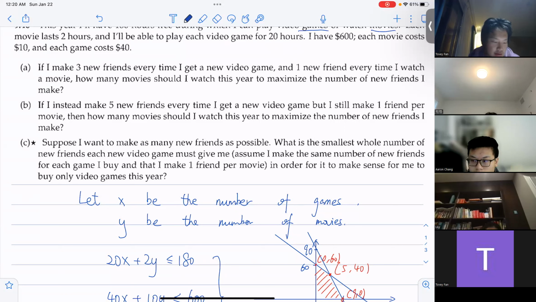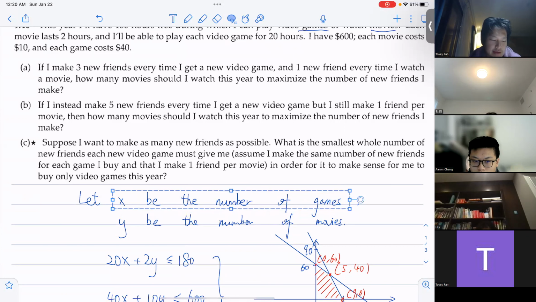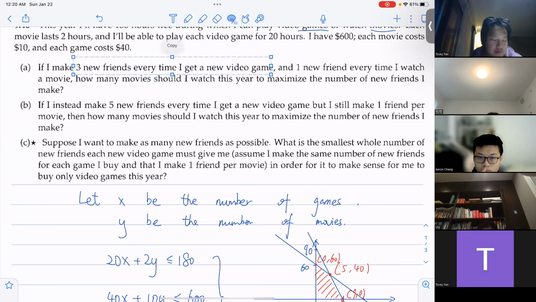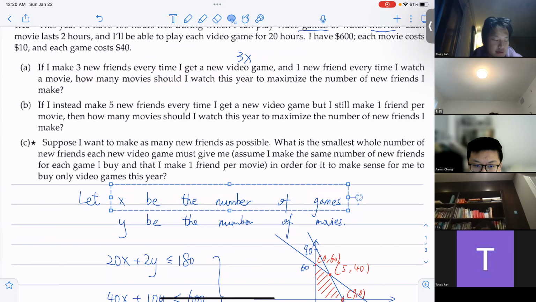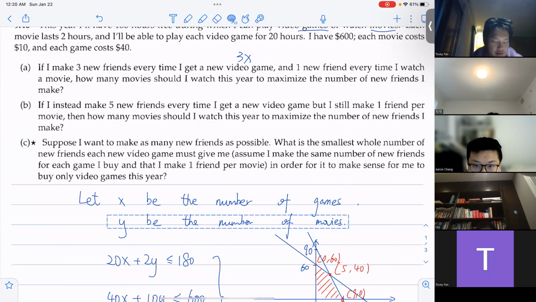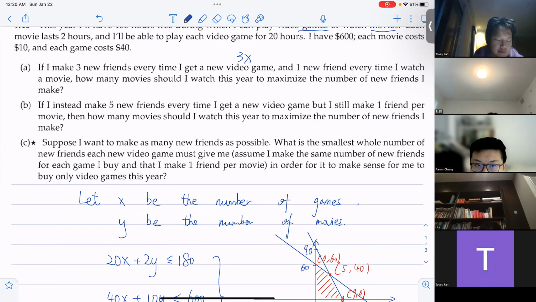3x plus y, right? Because again, x is the number of games. And if you make 3 new friends whenever you play a new game, then that means you have 3x friends, right? x is the number of games. You play a game, you make 3 new friends. That's 3x friends. Okay. And for a movie, y is going to be the number of movies. And each time you watch a movie, you get one new friend. And that means you can make y friends from y movies. So that means the total number of friends you can get this year is going to be 3x plus y in question A.